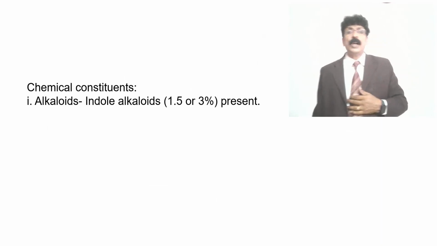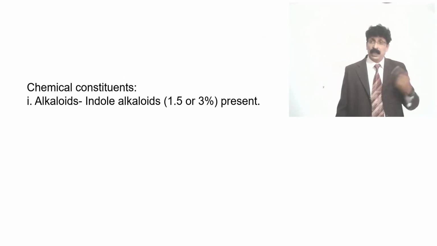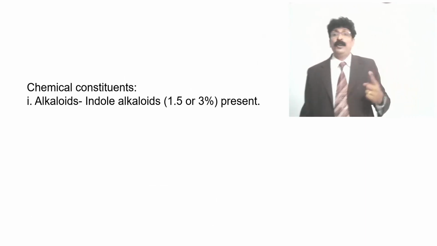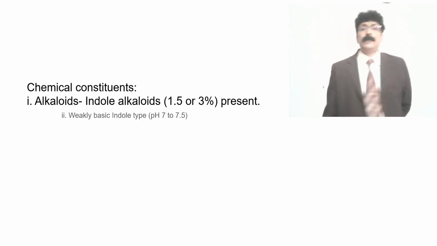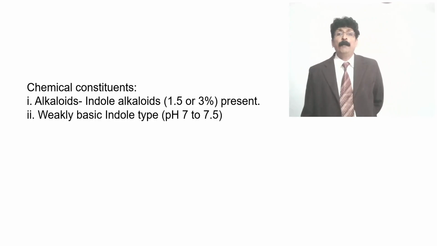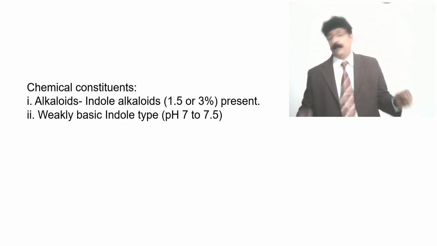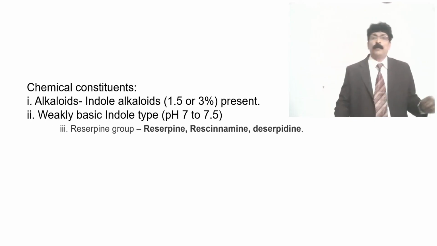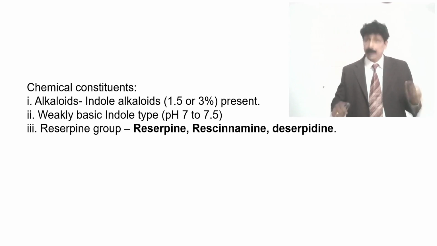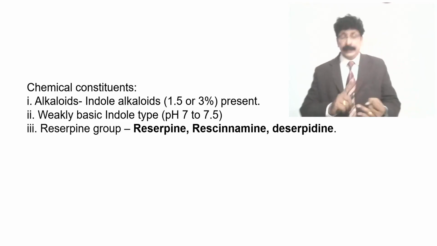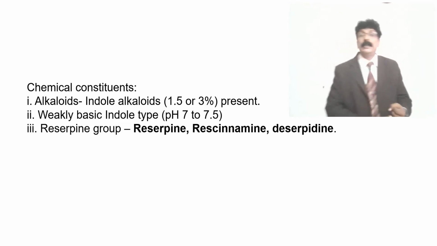Chemical constituents: alkaloids, indole alkaloids, 1.5 to 3% is present. Weakly basic indole type, pH 7 to 7.5. Reserpine group, like reserpine, rescinnamine, deserpidine.